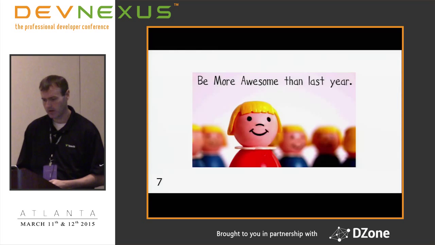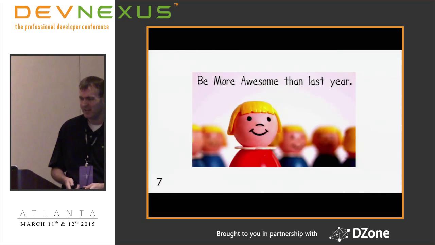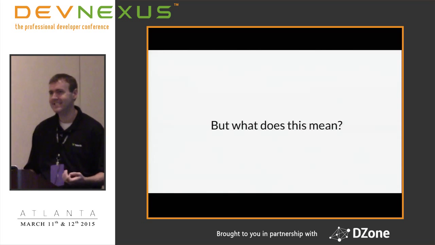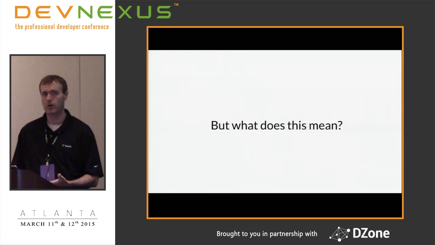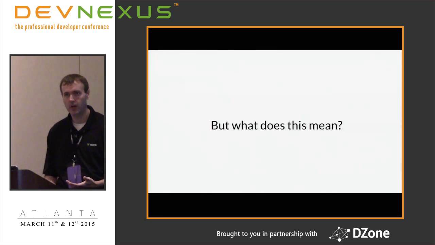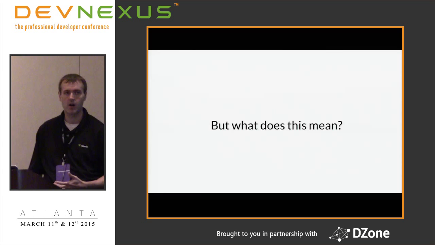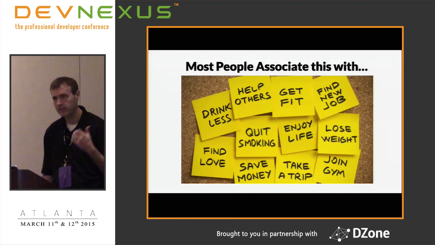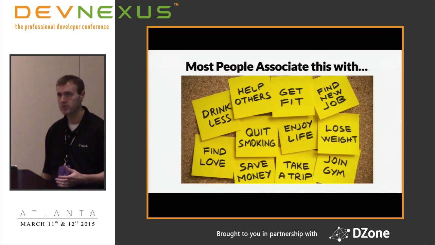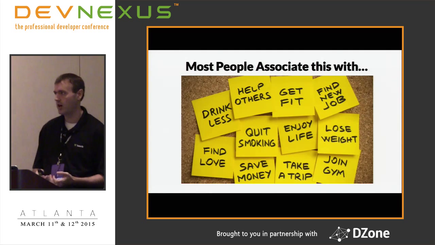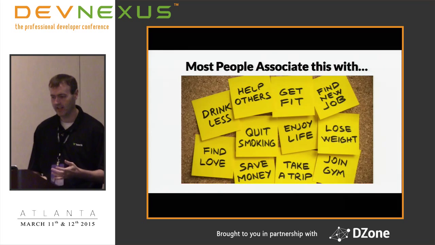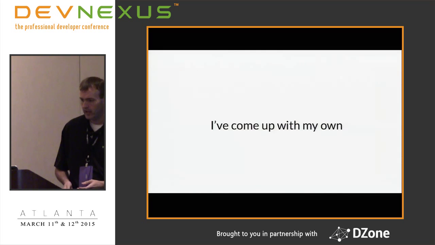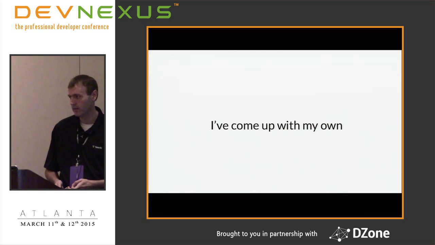Here's another one. Be more awesome than last year. So we hear that quite a bit. We have questions about that. What exactly does this mean? You want to be more awesome than last year. And there's been other people that have done soft skills talks that have talked about that. And I noticed that they used a lot of these sorts of post-it notes. Finding a new job, losing weight, enjoying life, taking a hike, and so forth. I've actually come up with a couple of my own here.